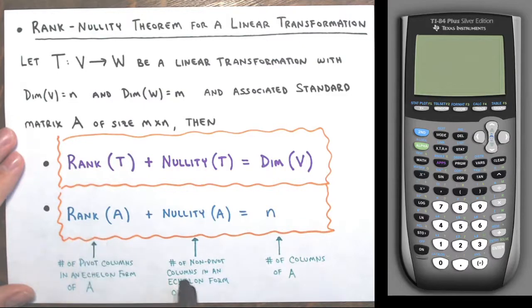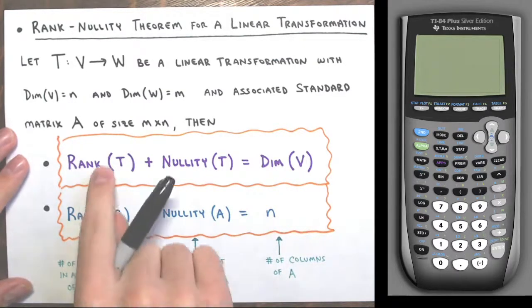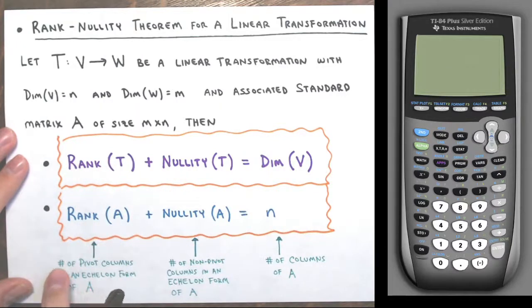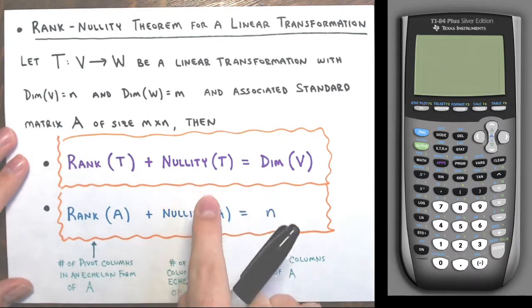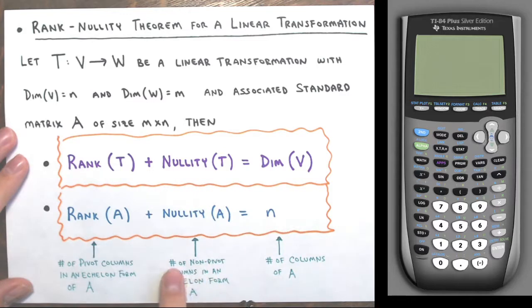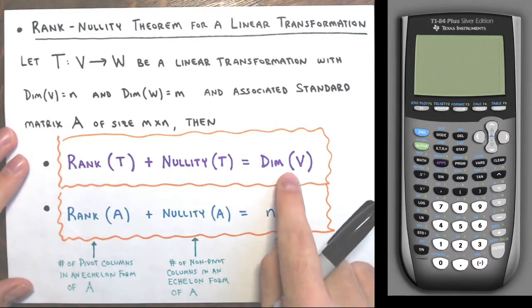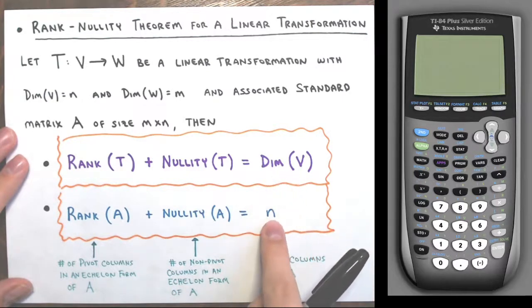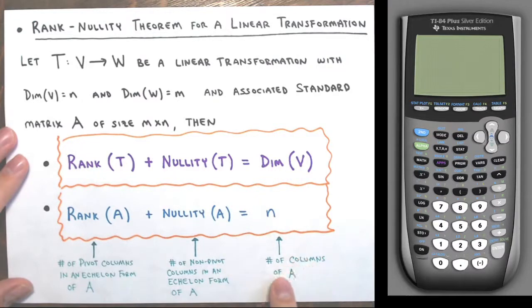And again, I've written here the same thing I wrote on earlier pages. How do we find these things? The rank of T, the rank of A: just count the number of pivot columns in an echelon form of the standard matrix. And how do you find the nullity of T, the nullity of A? Just count the number of non-pivot columns in an echelon form of the standard matrix. And the dimension of the domain, this n, should be simply the number of columns of the standard matrix.